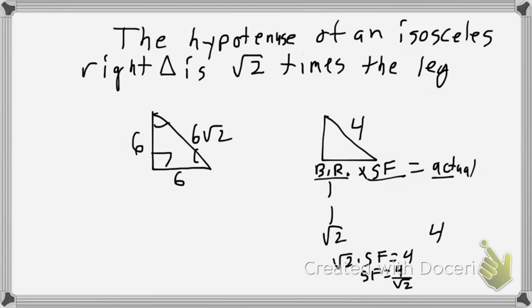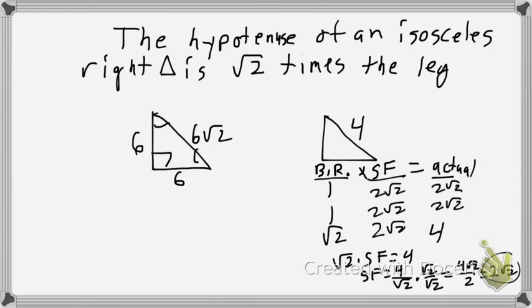Well, we can't have that, so we're going to need to rationalize our denominator. We've done this. So we're going to multiply it by the square root of 2 over the square root of 2, or 4 radical 2 over 2, and that's going to give us 2 radical 2. Okay? So that's our scale factor, and then that also becomes the actual length, because we're just multiplying it by 1.